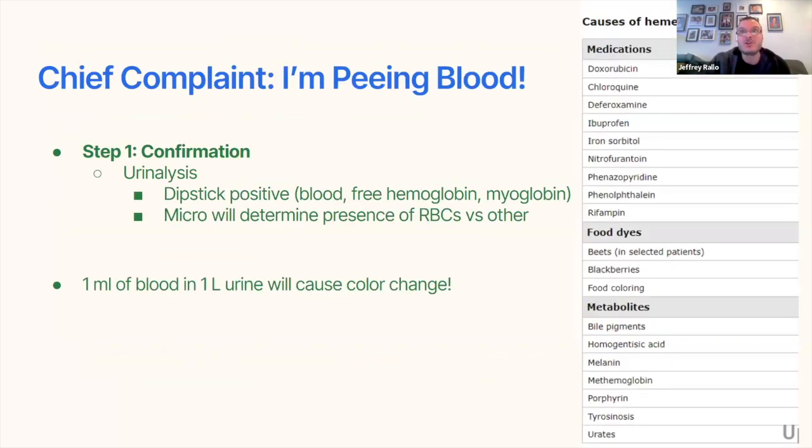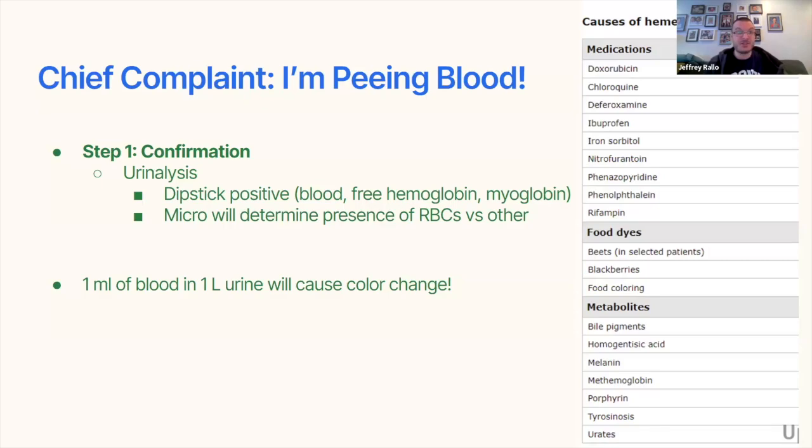All right. This is a shorter one, but I also had a case of one of these last week. So, I'm peeing blood. We see this a lot. Lots of things make the urine red. So step one of all of these is to confirm that it is in fact blood. Same thing with I'm pooping blood. Confirm that it's blood. Lots of things make poop red. Lots of things make urine red.